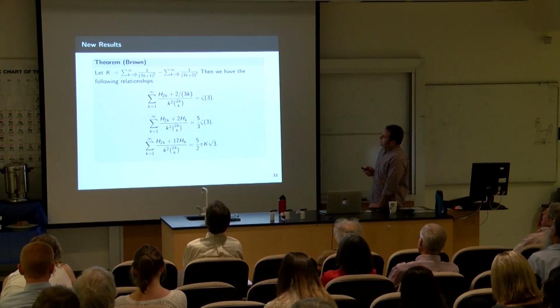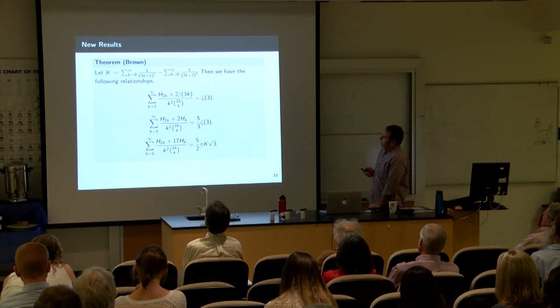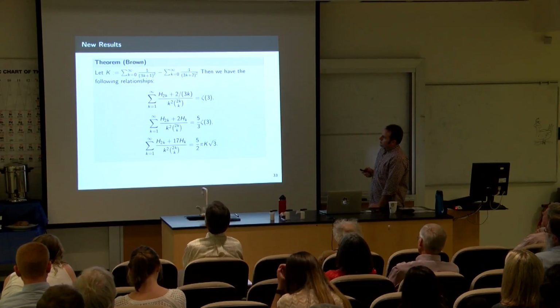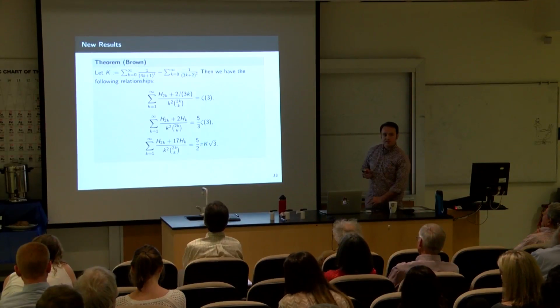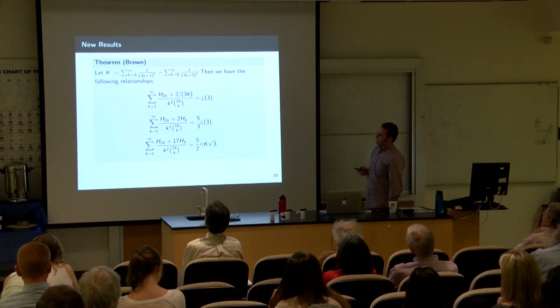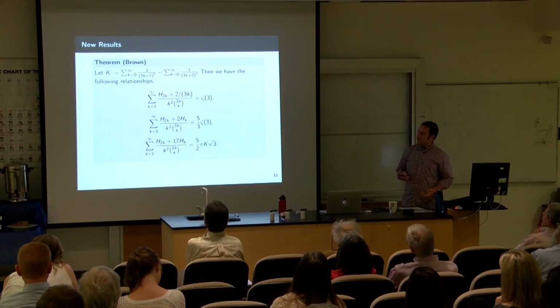So K is just this, an infinite sum, 1 over (3k+1) squared minus 1 over (3k+2) squared. And this looks kind of like zeta, right? 1 over something squared. This difference. This constant appears commonly enough that you'll usually see it called K. I don't think it has a name.